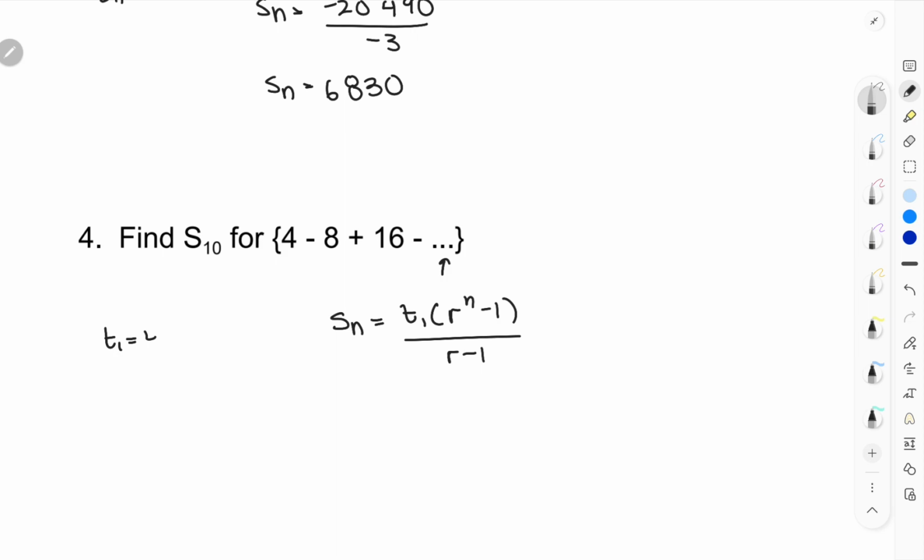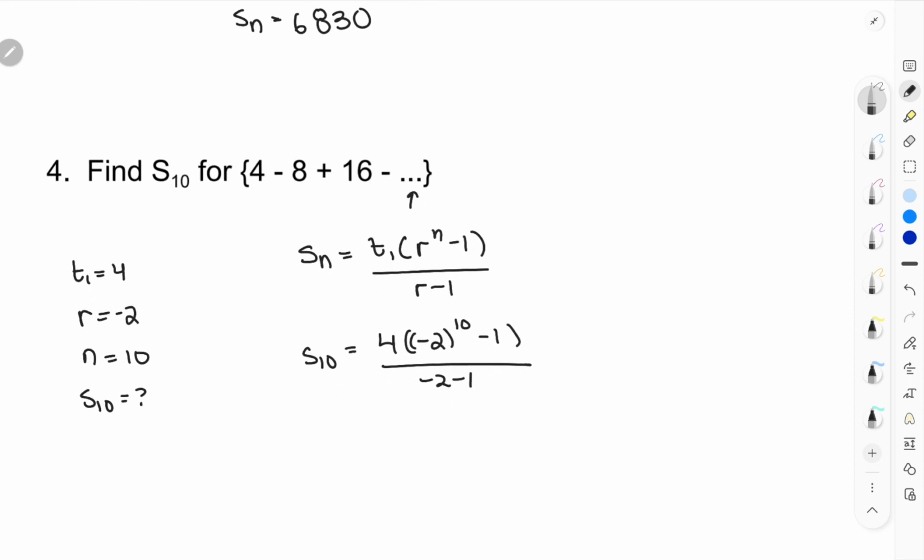Where my first term is 4, my R value is -2, N is 10, and I want to find the 10th term. So I fill in all the blanks. And here's where I need to be careful. And it's right here.